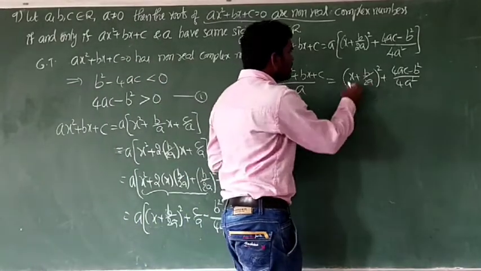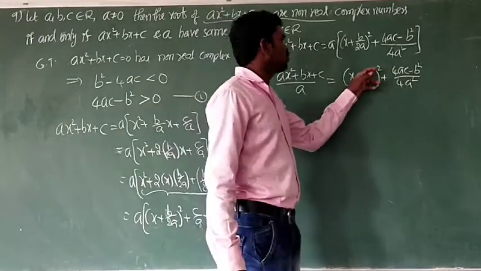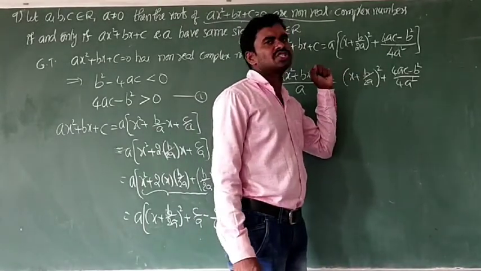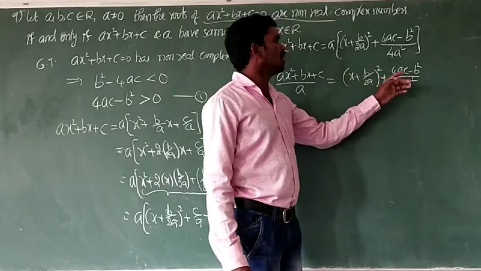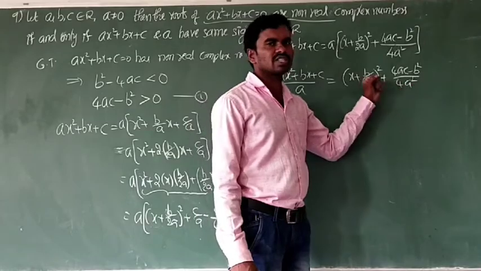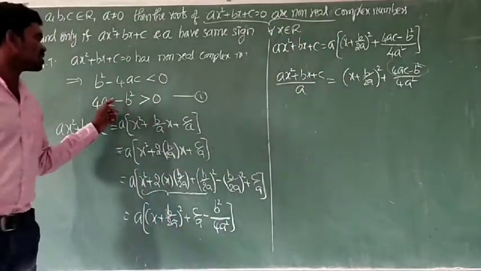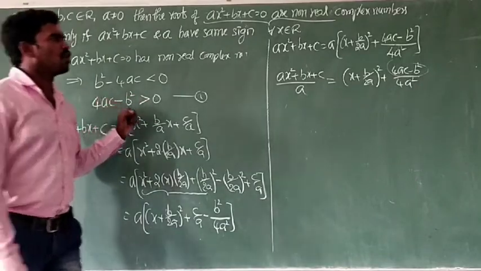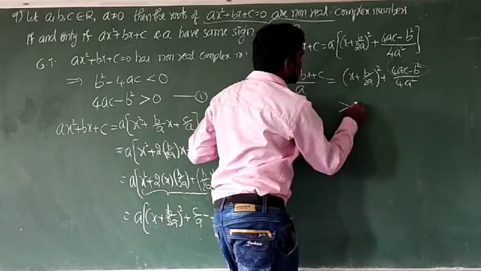Now tell me, is x plus b by 2a positive or not? X plus b by 2a whole square value, yes, positive, because the square of any term becomes positive. And what about 4a square? This is also positive. 4 is positive, a square also becomes positive. What about 4ac minus b square? 4ac minus b square is also greater than 0, positive. So completely the expression value is positive, meaning greater than 0.